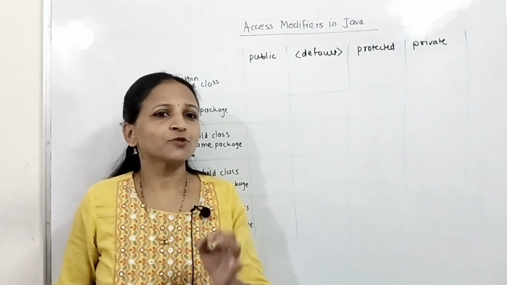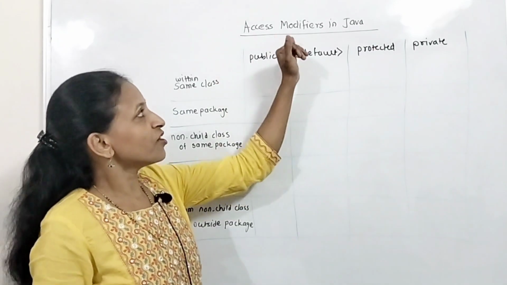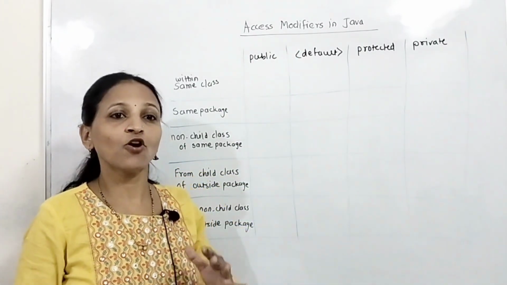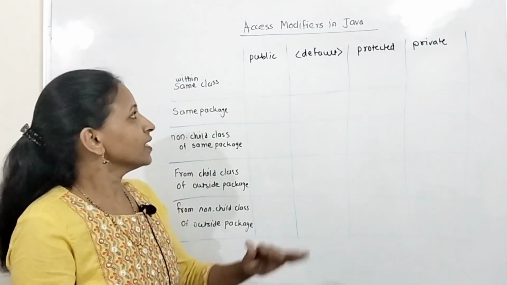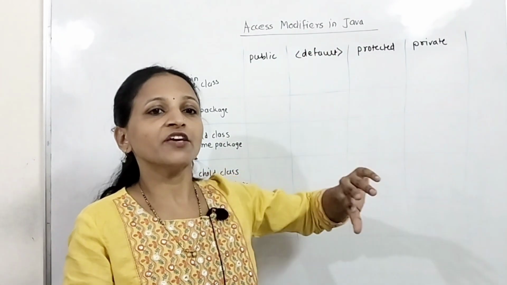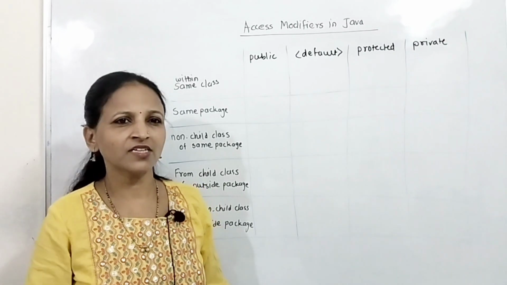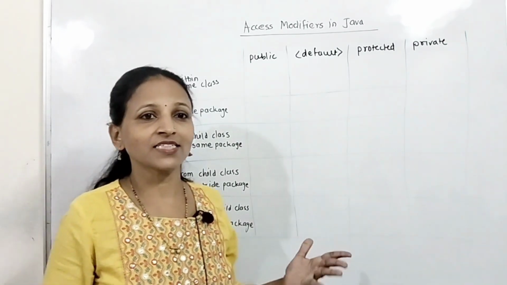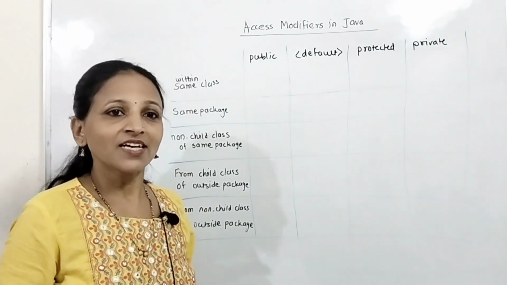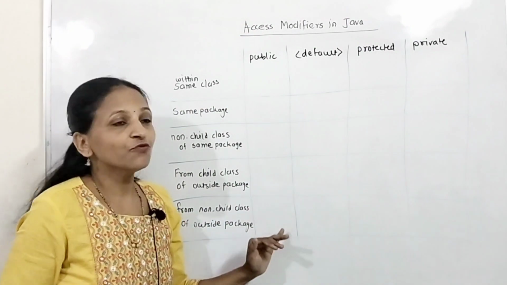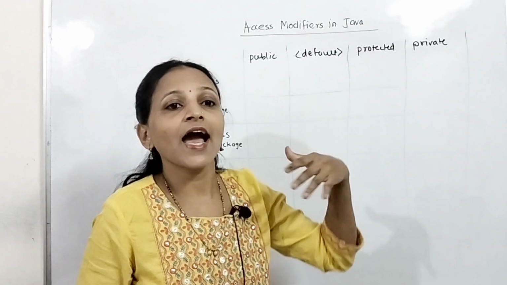There are basically two types of modifiers in Java: access modifiers and non-access modifiers. An access modifier specifies the accessibility, visibility, or scope of a class or any member of a class. It modifies the accessibility of any variable, method, or constructor of a class. These access modifiers are also applicable for classes, interfaces, and enumerations. There are four types of access modifiers in Java: public, default, protected, and private.